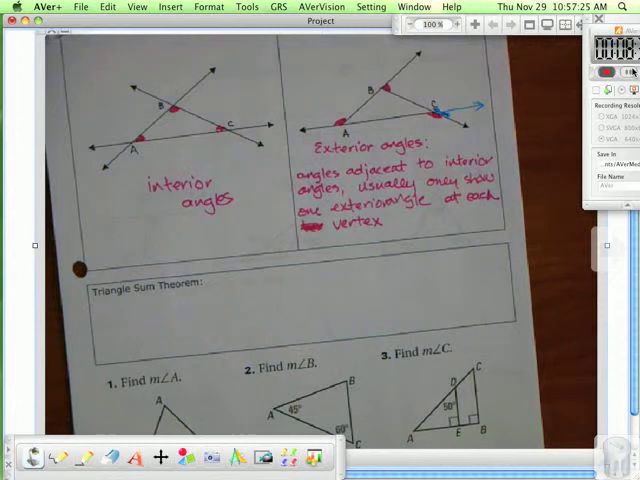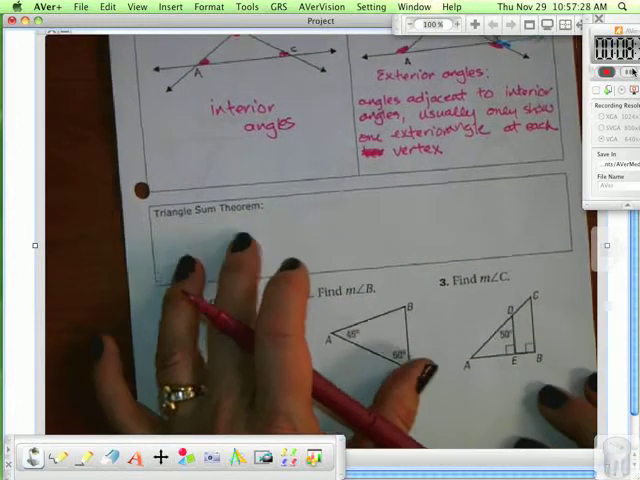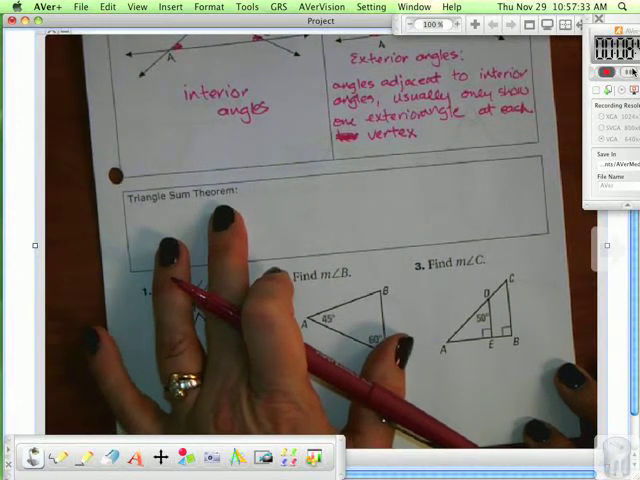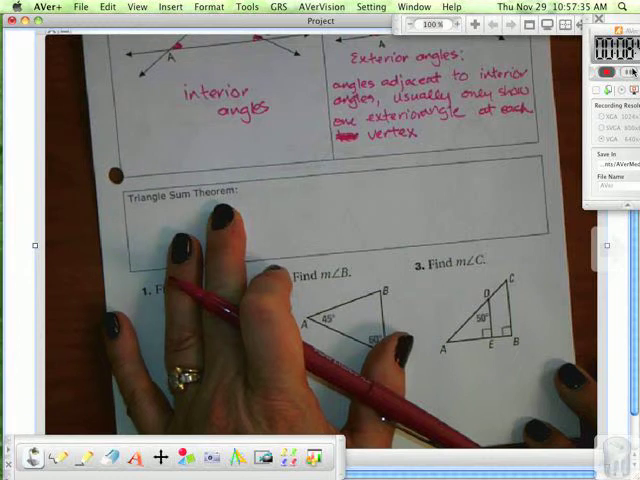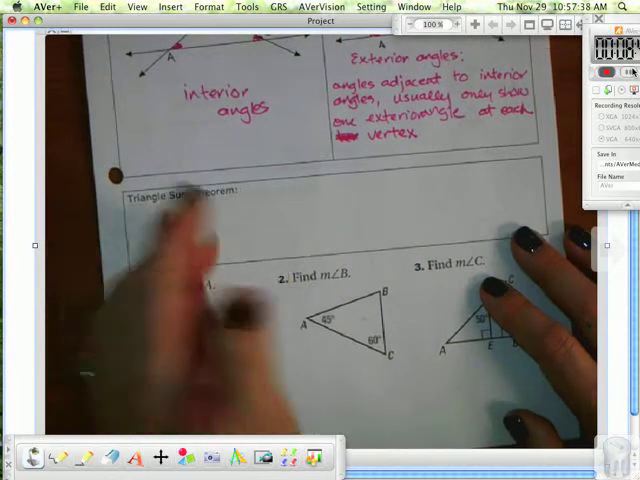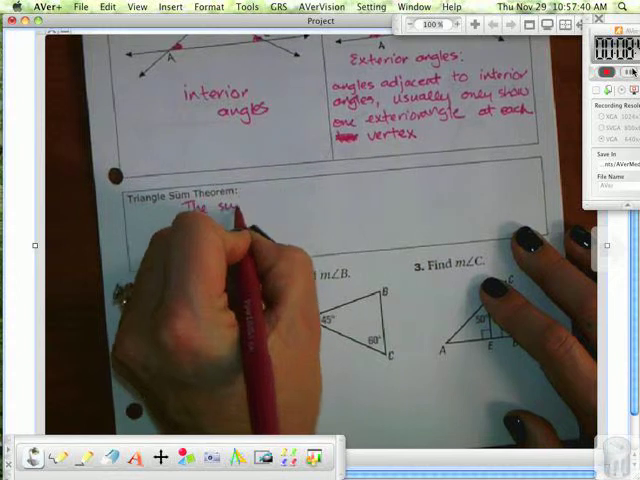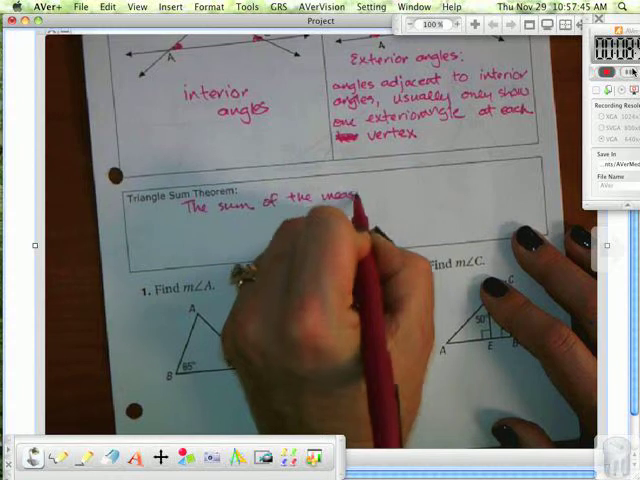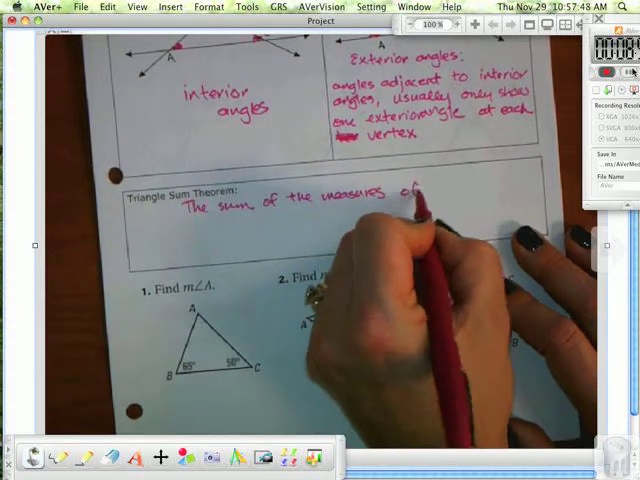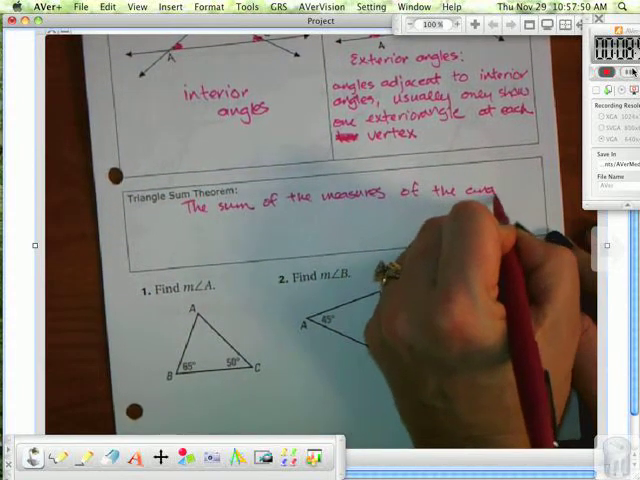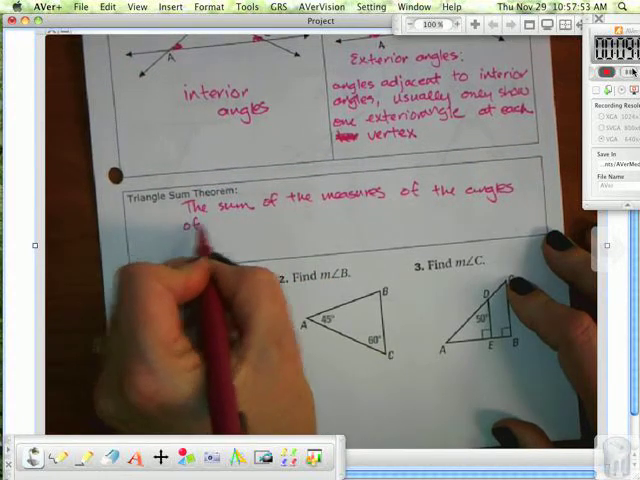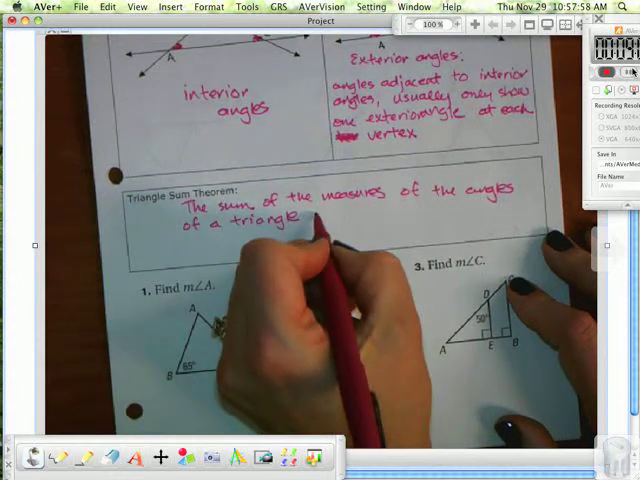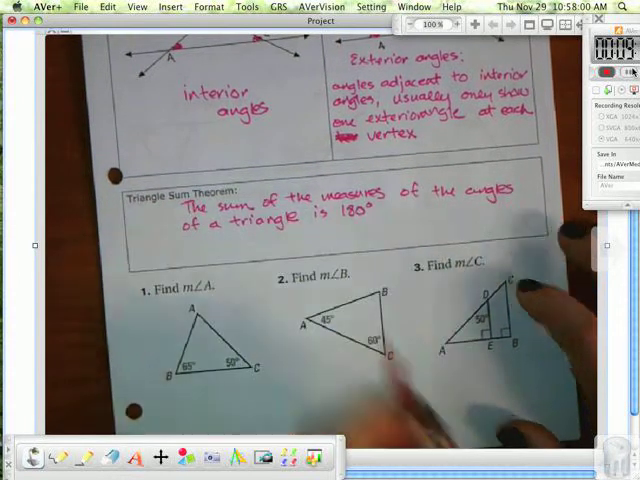Yes, no, maybe? Okay. All right, here's a theorem. You ready? I bet you can guess what this theorem is about. Triangle sum theorem. What do you think it's about? They all add up to 180. Okay, so here's the formal words. The sum of the measures of the angles of a triangle is 180 degrees. We're going to write the symbols as well.